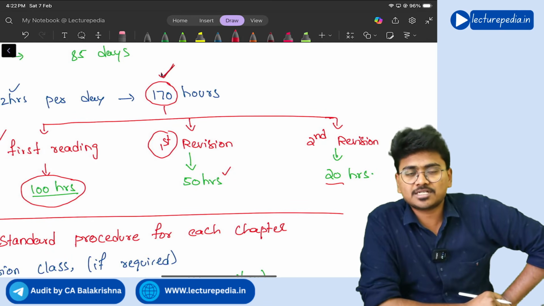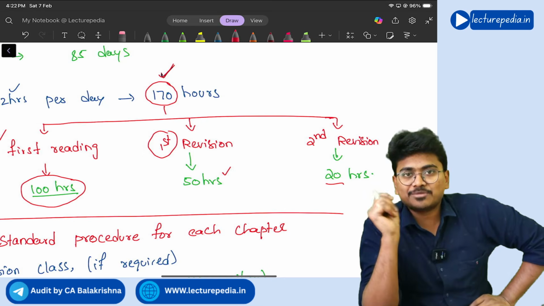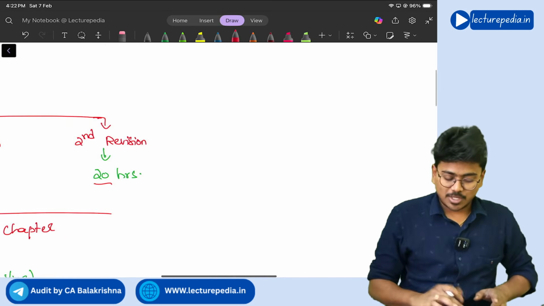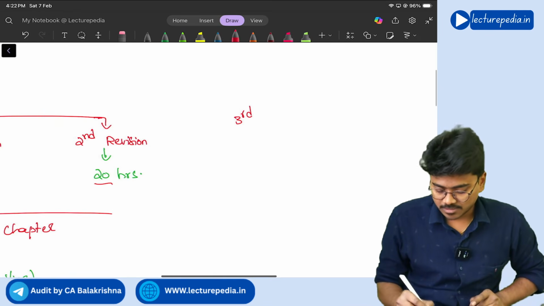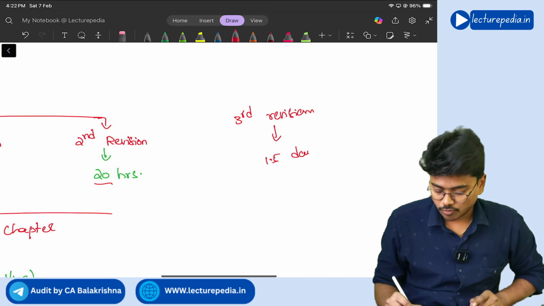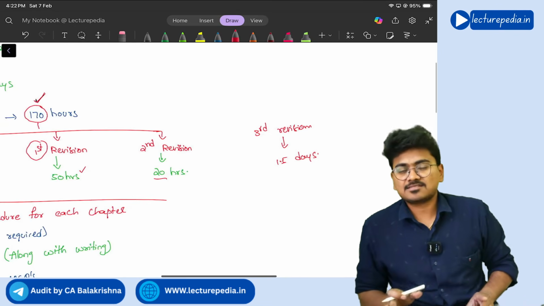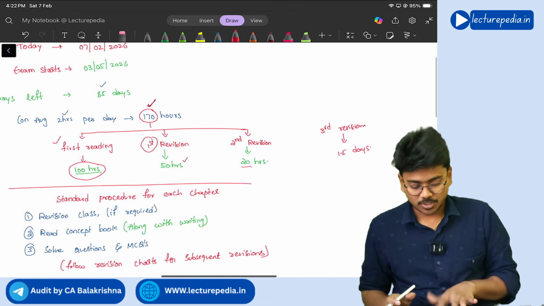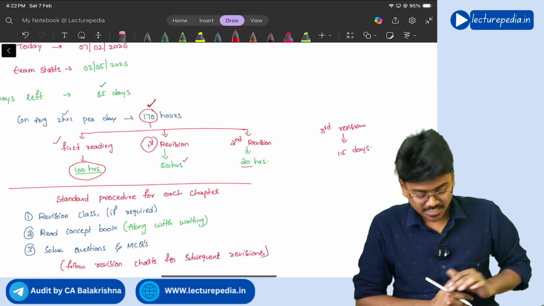What about the third revision? See, before the examination, you will have 1.5 days. In those 1.5 days, you have to make the third revision. Clear? So the third revision will be in the 1.5 days that you will get before the examination. So this is how you are going to allocate your time.